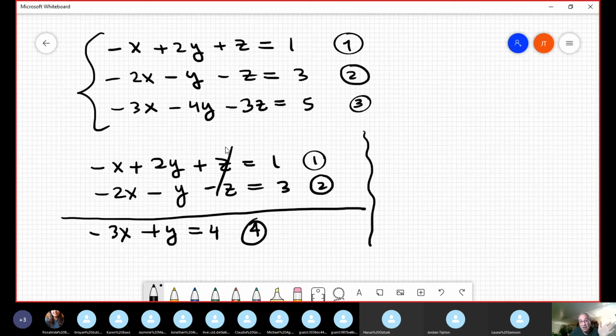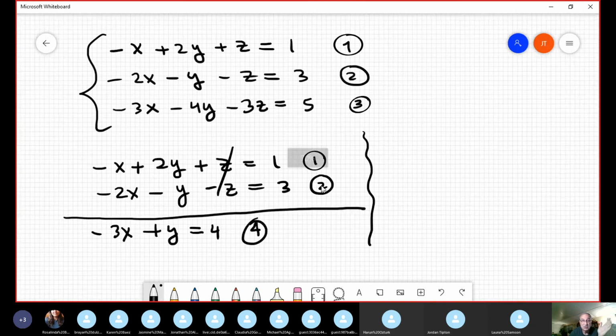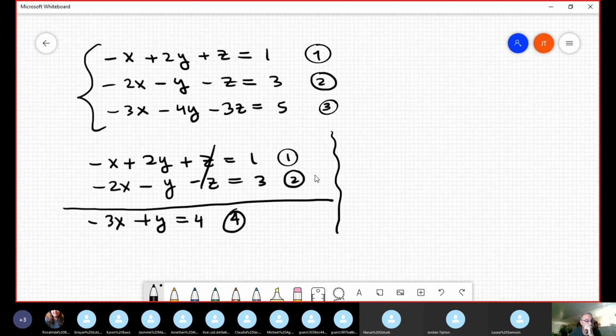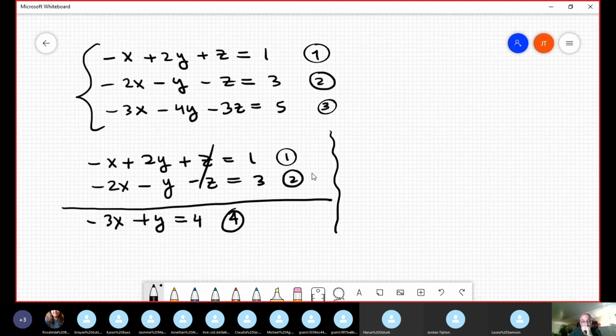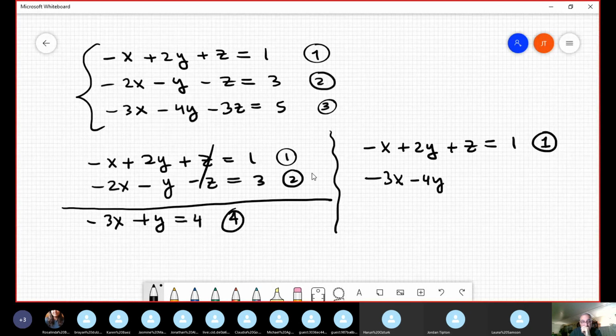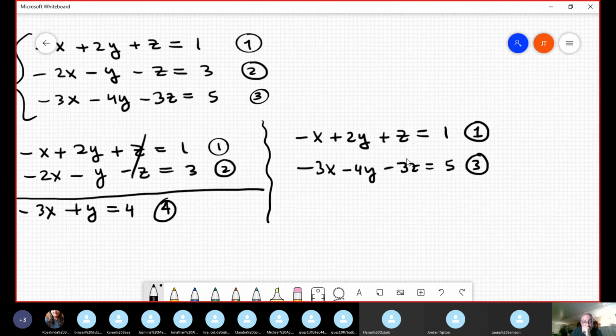Okay? You can do it another way, but I take the easy way, and the easy way, in my opinion, was to select 1 and 2. Now in the second step, I select 1 and 3. Equation 3 is minus 3x minus 4y minus 3z equal 5. Then I need to eliminate the same variable, z.